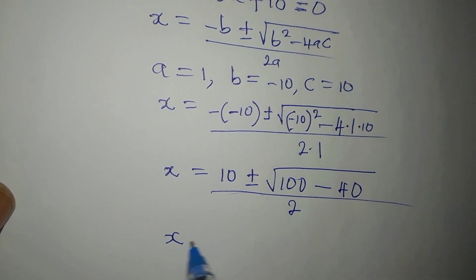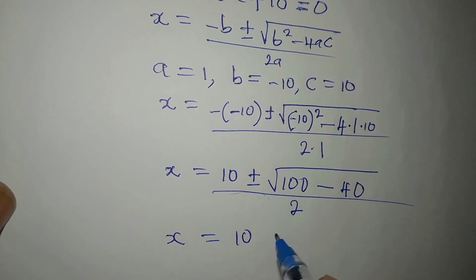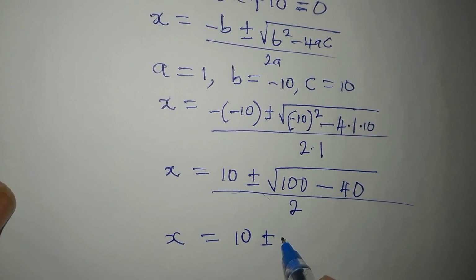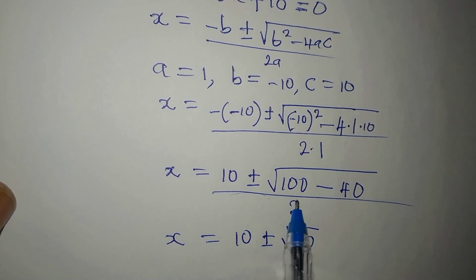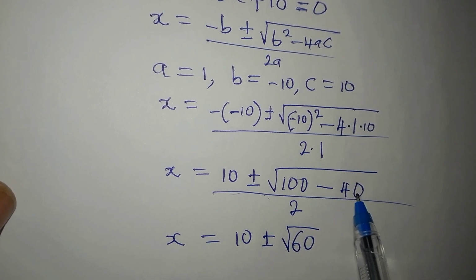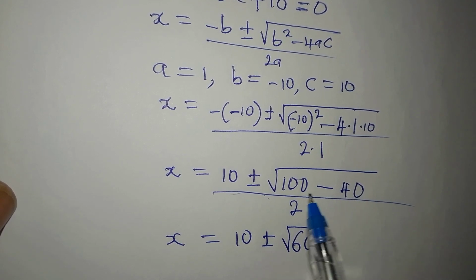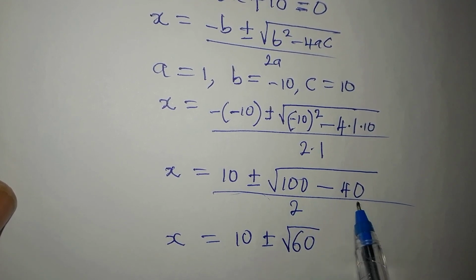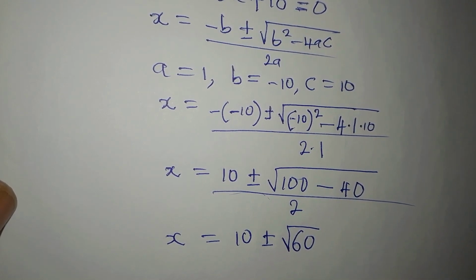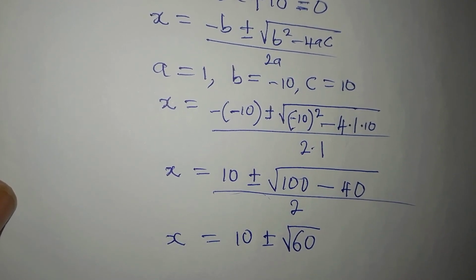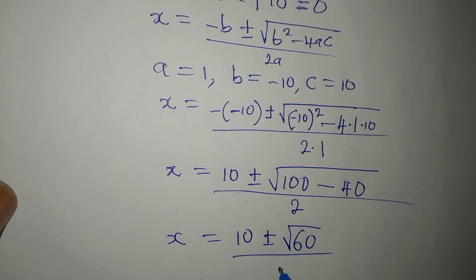Now our x is equal to 10 plus or minus the square root of 60. Don't be tempted to find the square root of 100, and then find the square root of 40. That will give you a wrong solution. You subtract first before finding the square root. We divide this by 2.